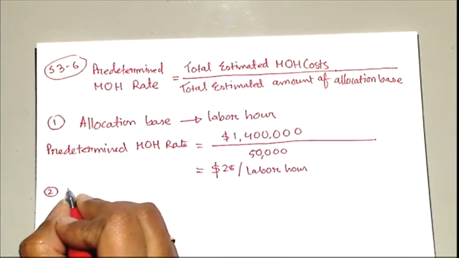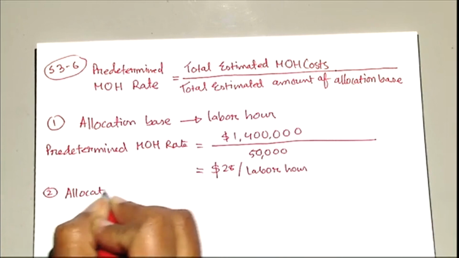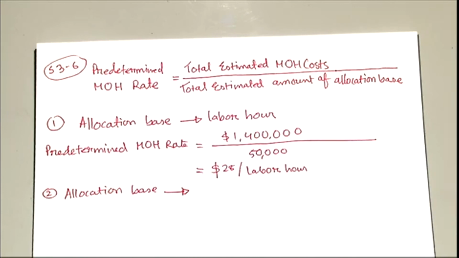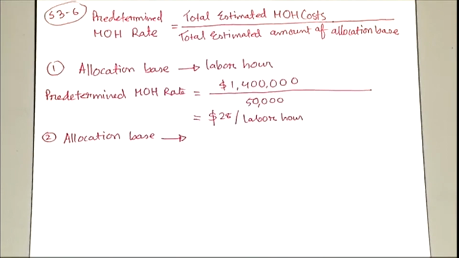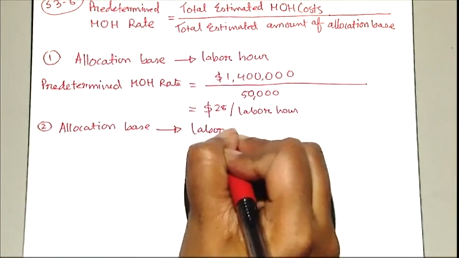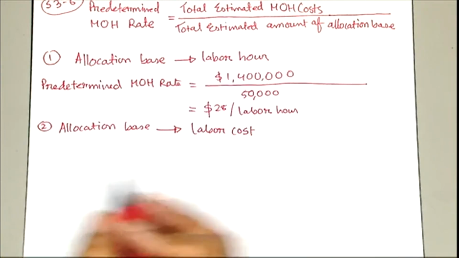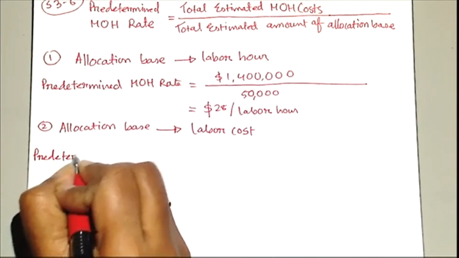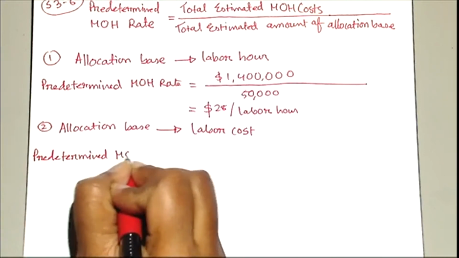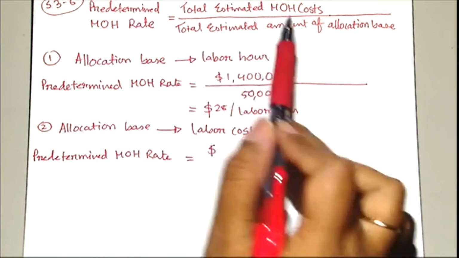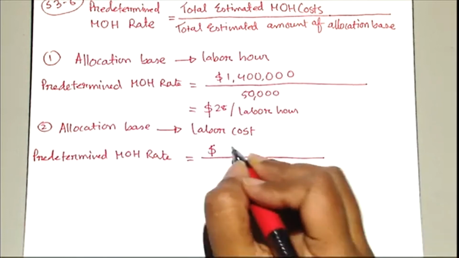Next, allocation base. Problem number 2. Your allocation base is what? Who can tell me? For scenario number 2, allocation base is? Labor cost. So this time, your second assumption, your allocation base is labor cost. So now we will try to figure it out. Predetermined manufacturing overhead rate is equal to, again, your numerator is total estimated manufacturing overhead cost, which is how much?